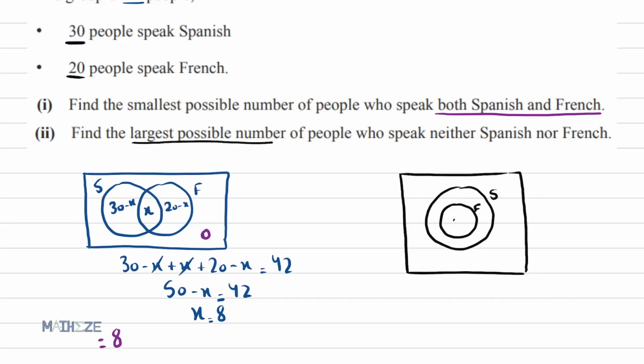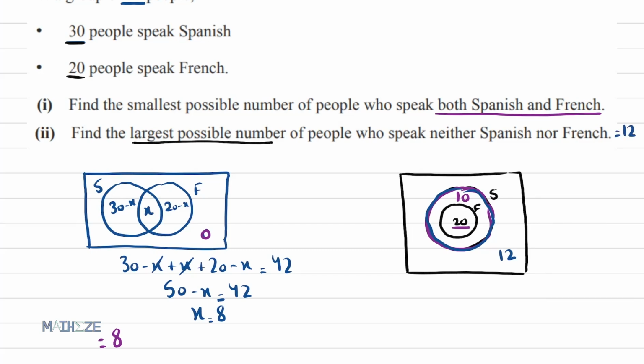So how many people French has? 20. Spanish has total 30. Like this means that this entirely should be 30, and 20 people are already there. So that means 10 more people will come. So overall Spanish is now 30. In total, how many people were there in the question? 42. And 30 are involved in Spanish. So how many will come outside, guys? 12. Do you get this? The question is asking greatest value of people who speak neither Spanish nor French. So my answer will be 12.